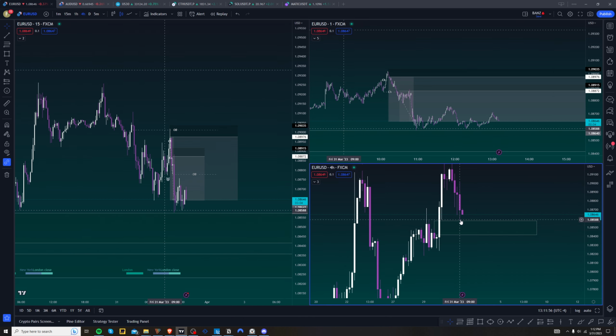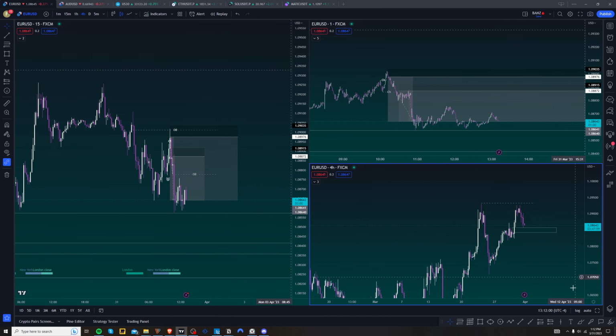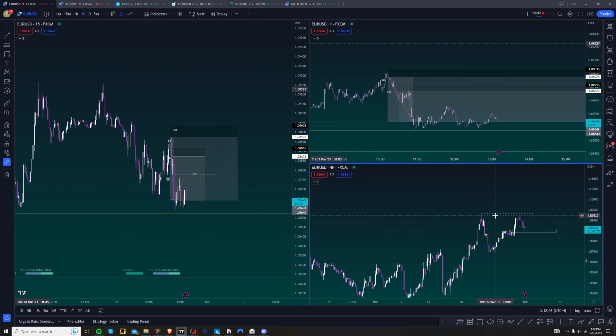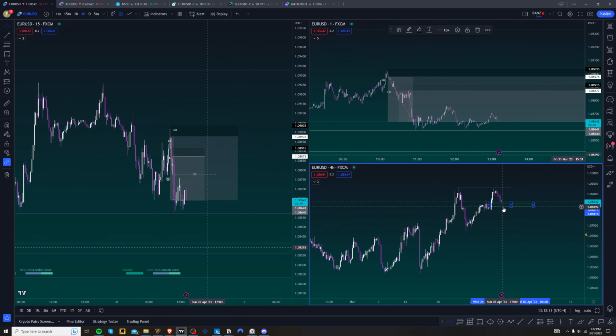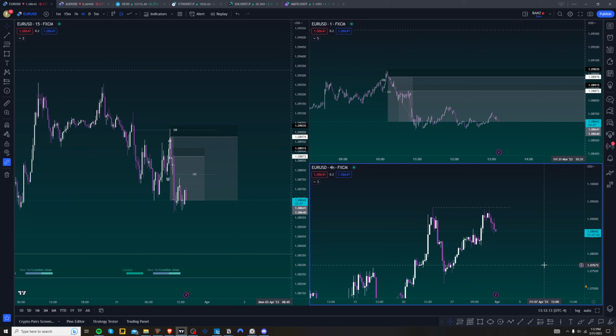It did touch it already a little bit here, and we had a small reaction, but what tells me we didn't break this high here. There's a high likelihood we're actually going to take this liquidity. We're going to come down here, maybe hit this order block, and then bounce up. Either way, though, my overall bias in the 4 hour is bearish.